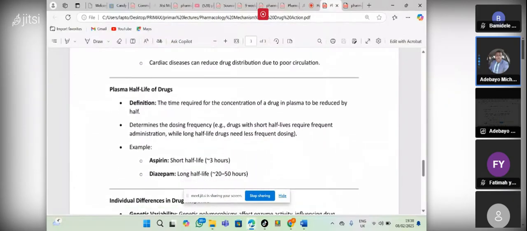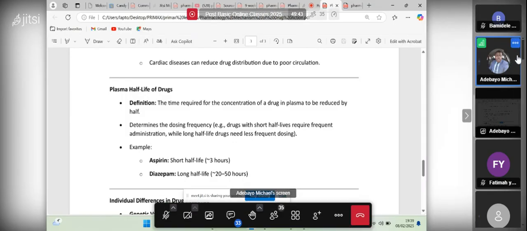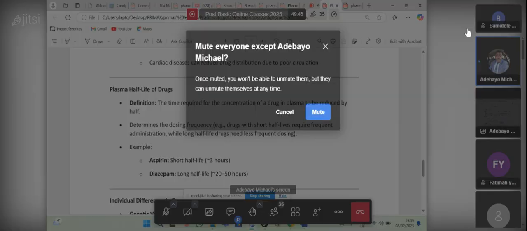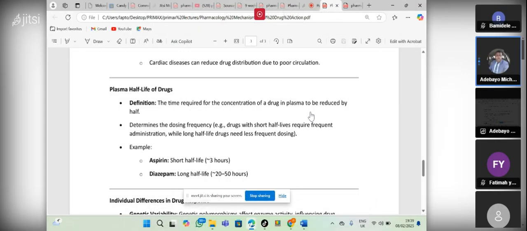So quickly we talk about plasma half-life. This is one aspect that is not often talked about so much in our schools, but let's quickly talk about it tonight. So what is plasma half-life? It's defined as the time required for the concentration of a drug in the plasma to be reduced by half. Okay, let me use antibiotics for example.